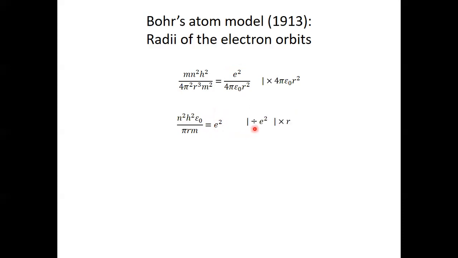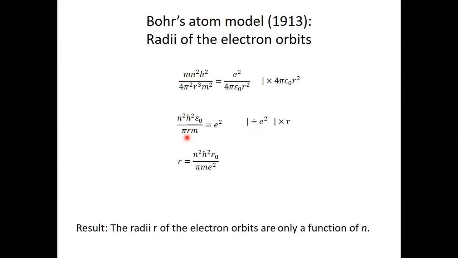So now we can divide by e squared and multiply by r. This brings r to the right side and e squared to the left side. That means that we have basically solved this equation for r. And then r is n squared times h squared times epsilon 0 over pi m e squared. So this is now our first result.